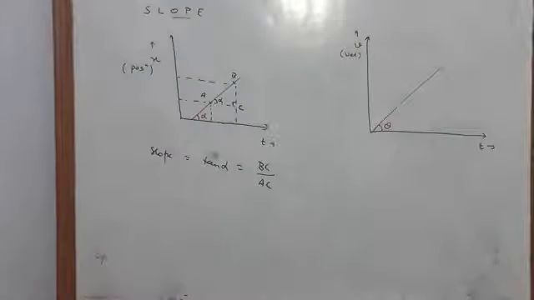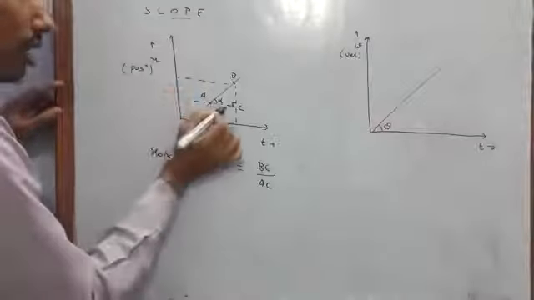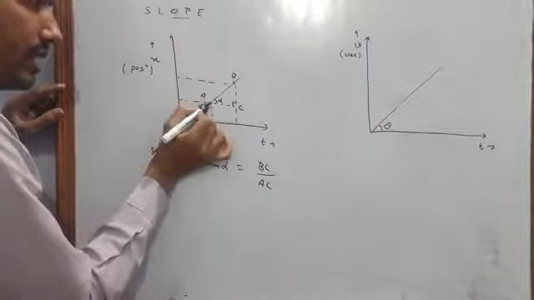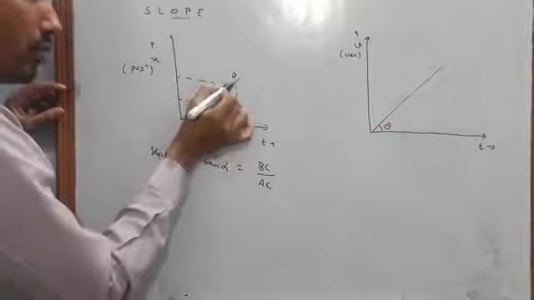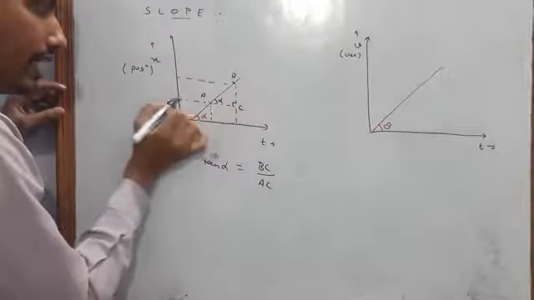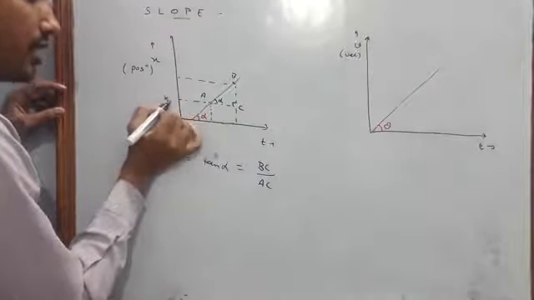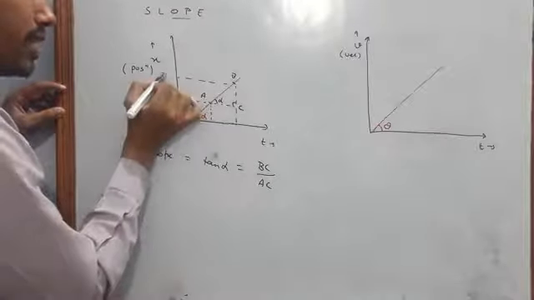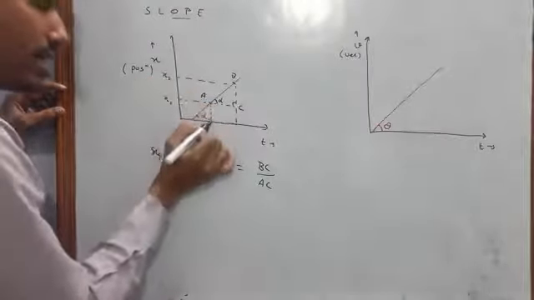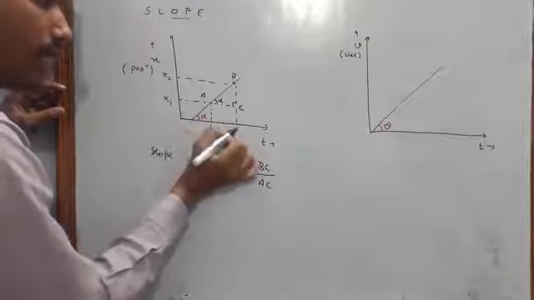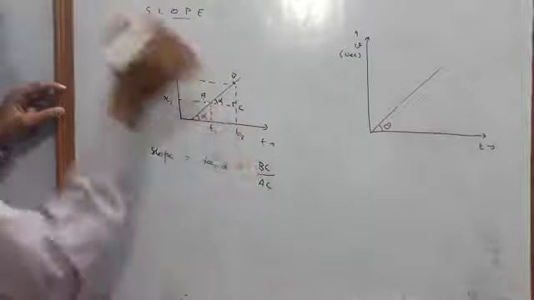So slope is BC by AC. Now tell me, students, what will be this BC? So this point is initial point A, this point is final point B. At A, the position I write as x1, and at B the position I write as x2. At A the time I write as t1, and at B I write the time as t2.